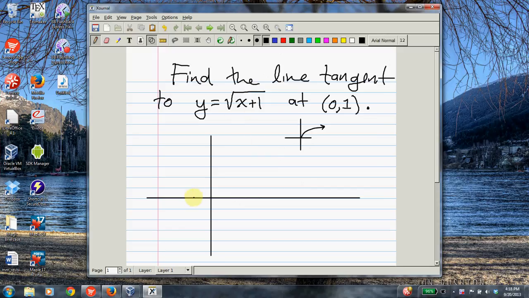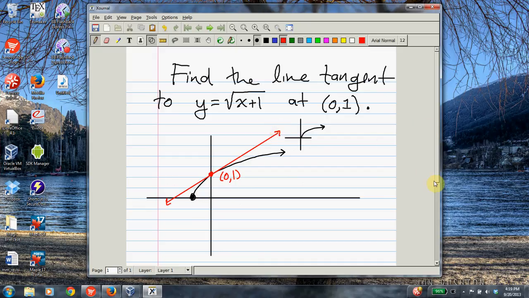And what does the plus 1 do? Well, now negative 1 is going to be sort of like the origin was before. So it's going to come out like this, all right? And what we want to know is the equation for the tangent line here at the point 0, 1 that's on the curve. And the tangent line is going to look like this. So it'll be sort of that line.